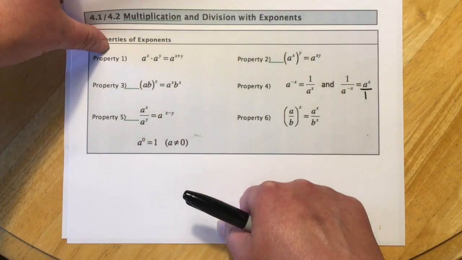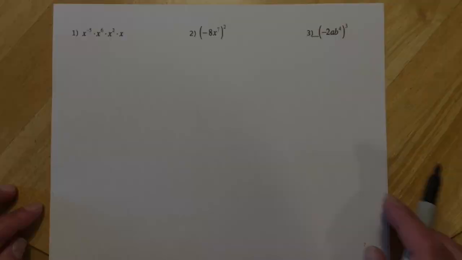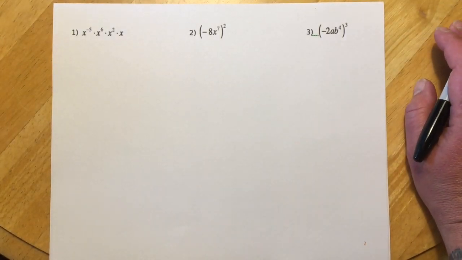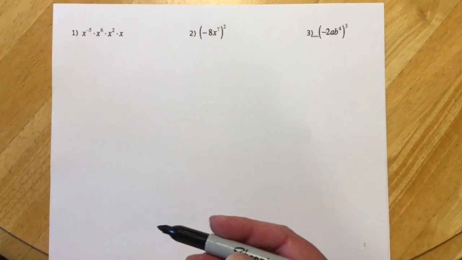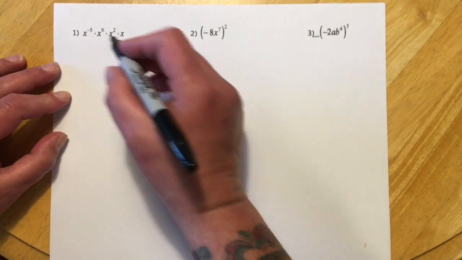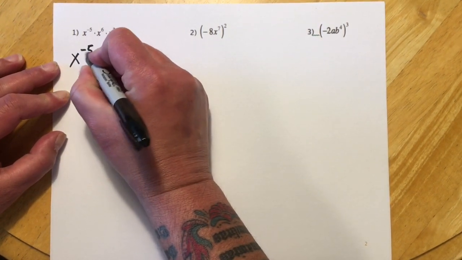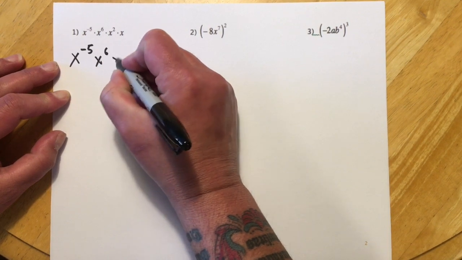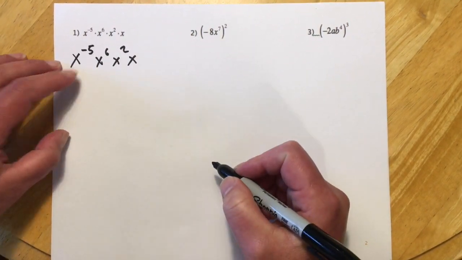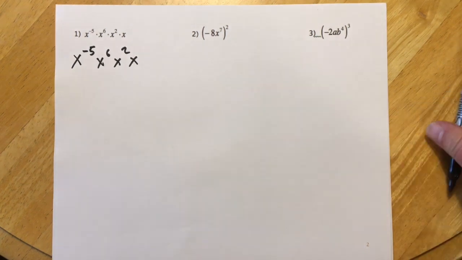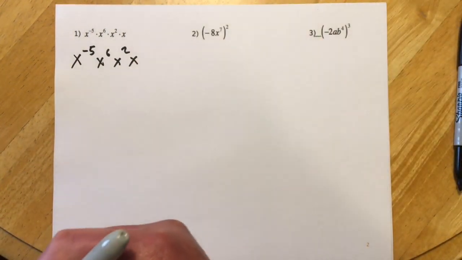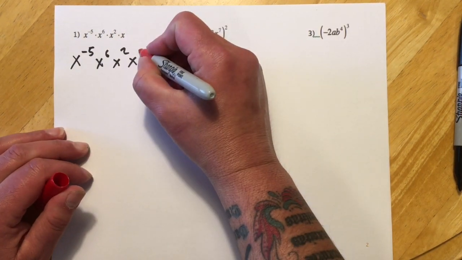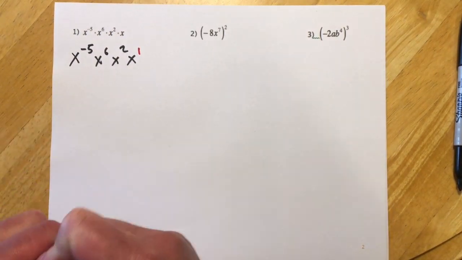So let's see how those work in some examples. Okay, and when we saw this originally, 401 was multiplication, 42 was division, and I just blended these together because the properties are really all one big idea. So this first one, let me rewrite this so it's a little bit bigger. x to the negative fifth, x to the sixth, x squared, x. So a couple of things to remember: we're multiplying, so we're adding exponents, and the other thing is that there's this little lone x here on the end.